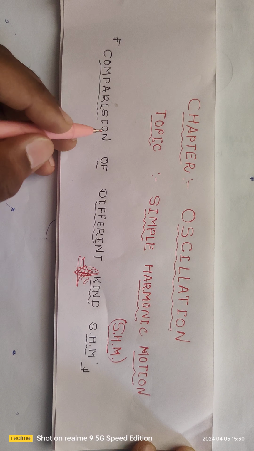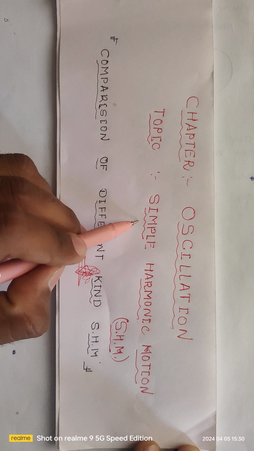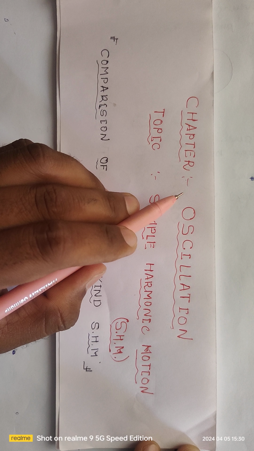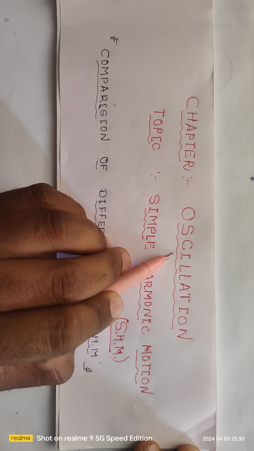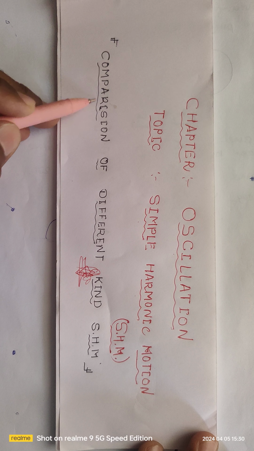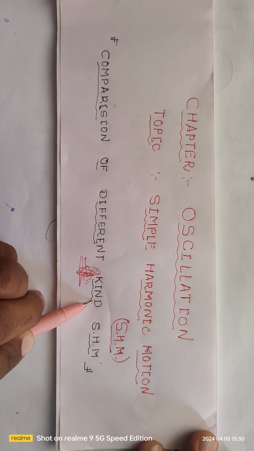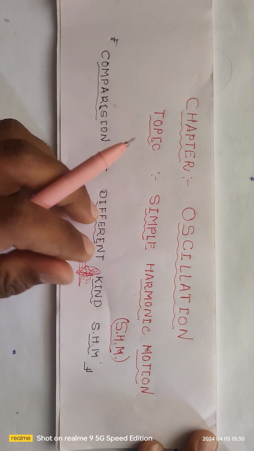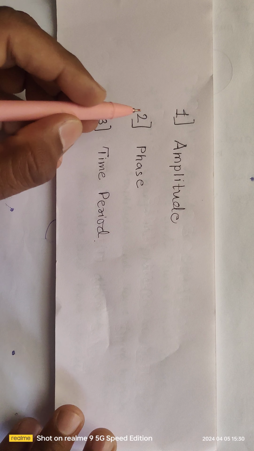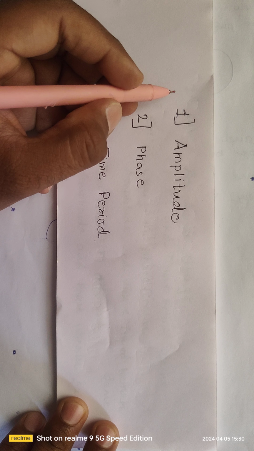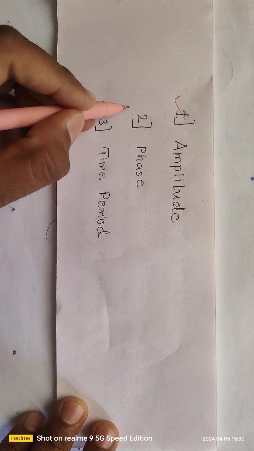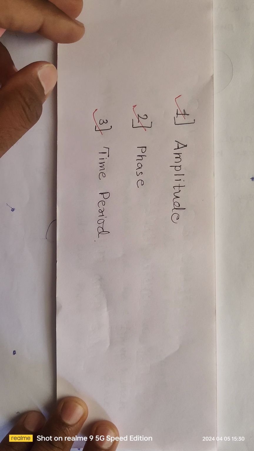Today we will learn the topic simple harmonic motion, which is related to the chapter Oscillation, Class 11 Science. Our topic is comparison of different kinds of simple harmonic motion. On three bases we will compare simple harmonic motion. First is amplitude, second is phase, and third is time period.